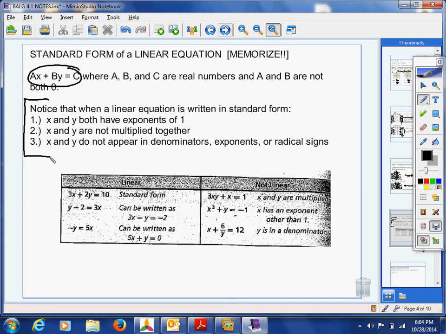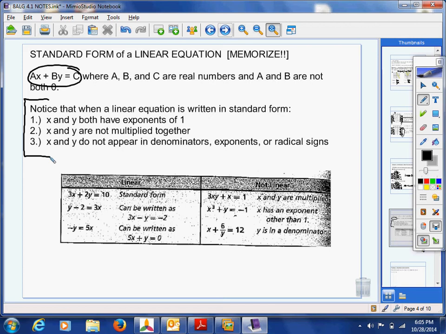And thirdly, x and y do not appear in denominators, exponents, or radical signs. So if you see an x or a y in the denominator of a fraction, that's your red flag. Guess what? Not linear. If you see an x or a y as an exponent in an equation, guess what? Not linear. And of course, if you see the radical sign, not linear.